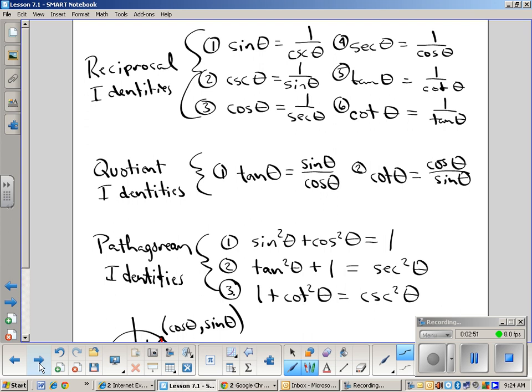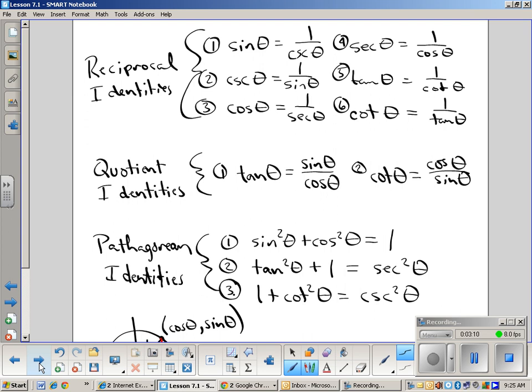Those you've seen before. This tangent one, you've seen before. Tangent theta equals sine theta over cosine theta. I've probably not shown you the cotangent one, but it should make sense to you. Cotangent's the reciprocal of tangent. So instead of sine over cosine, we'll have cosine over sine.